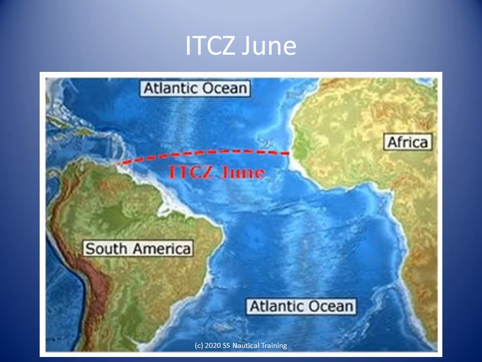Cumulonimbus tops can reach and sometimes exceed an altitude of 55,000 feet, and the ITCZ can be as wide as 300 nautical miles in places, presenting a formidable obstacle to transit.